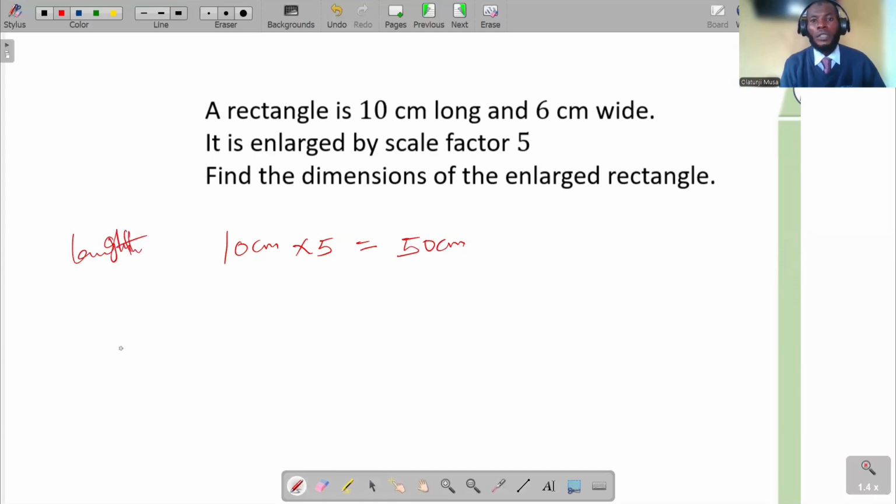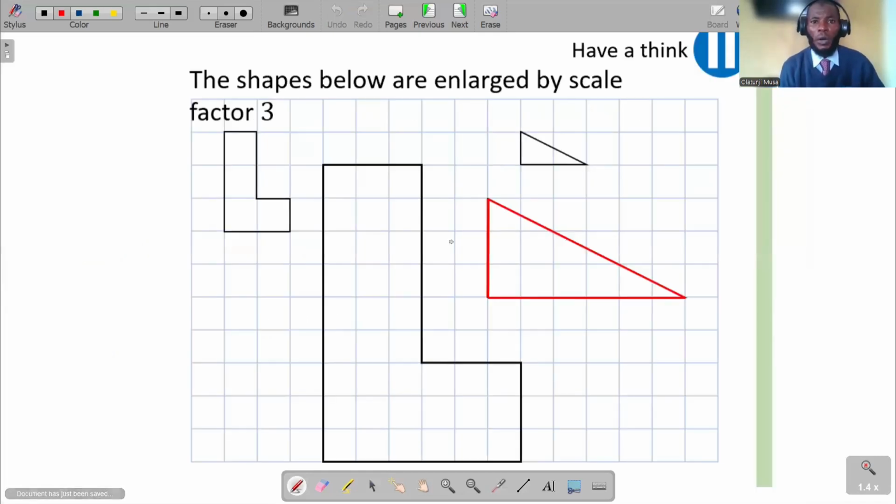For the width or breadth, the width is going to be 6 centimeters multiplied by what? Scale factor 5. And that's nothing but what? 30 centimeters. That means the length of the image is 50 centimeters, while the width of the image is now 30 centimeters. Good. All right.